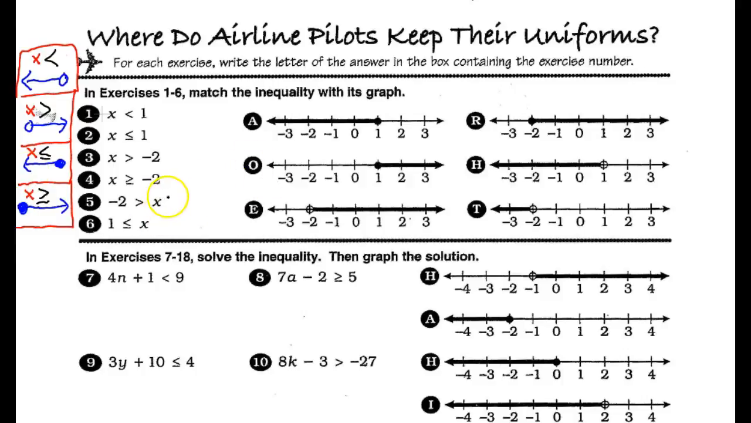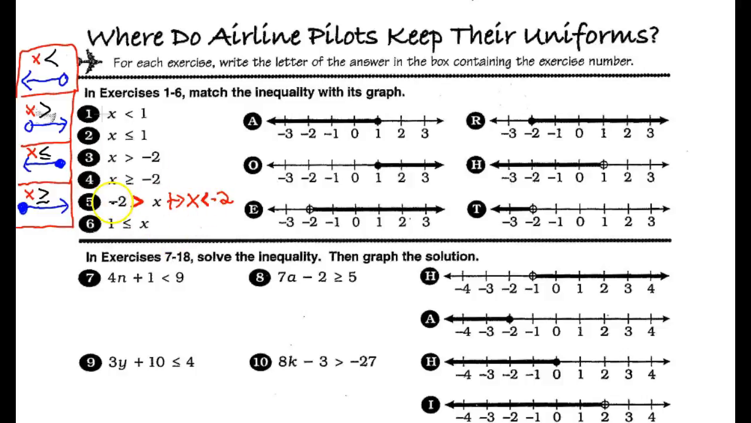And remember, like on number 5, we had the variable on the right, and we showed how to rewrite this. It's kind of like a mirror image. It still points to the same thing. So like here, it says -2 is greater than x, and it's pointing towards x. We can rewrite that as x is less than -2. So you see how it's still pointing towards the x. It still points the same direction.